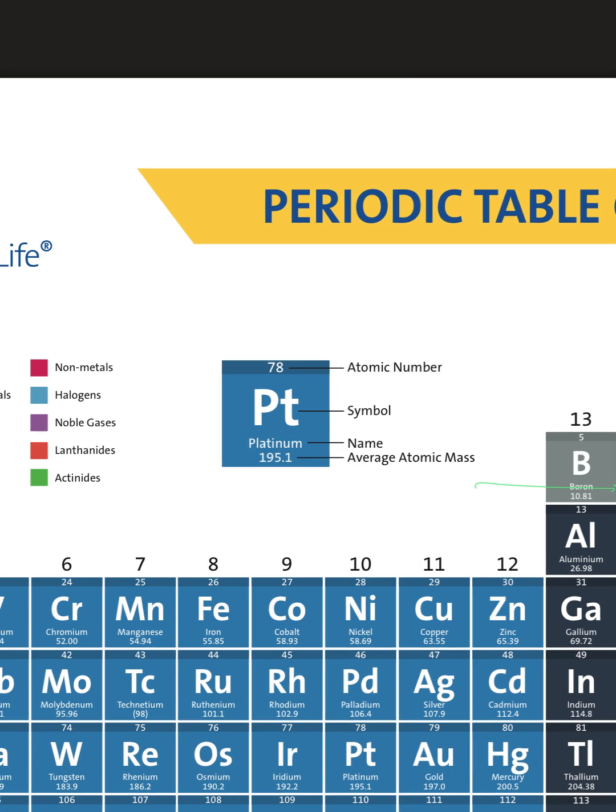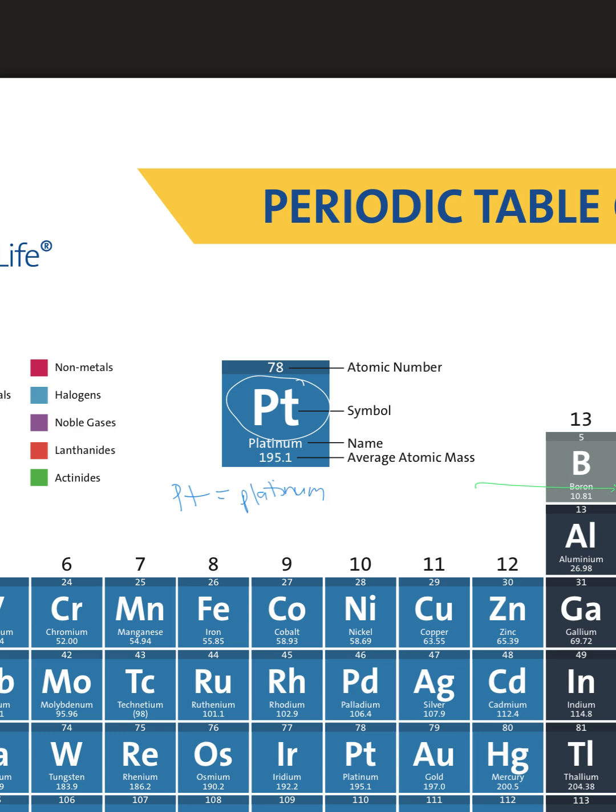Okay, so if we zoomed in here to look at platinum, we'd find a few things really quick. First things first, we know that this Pt is the atomic symbol. So that's just the abbreviated form. So if we see Pt, it means the same thing as platinum.